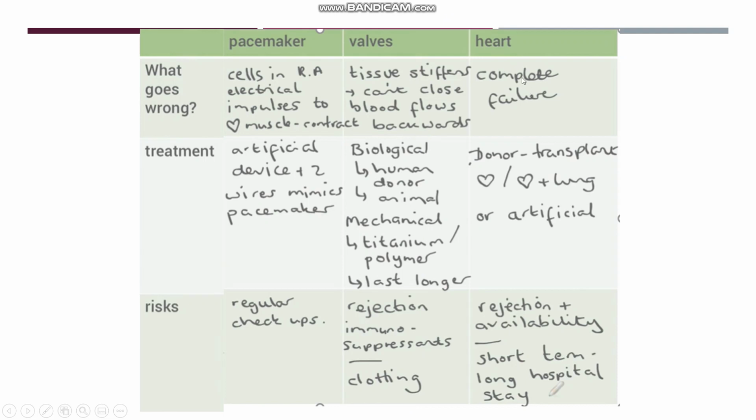If there's complete failure of the heart, we would need a transplant from a donor. Someone from the donor list would have to donate their heart for a heart transplant, or we can give them an artificial heart to sustain them until a donor comes in. The risks of an artificial or donor heart are that there's rejection, as I said, and an artificial heart would be a short-term thing, so they would have to stay in hospital to be checked over.